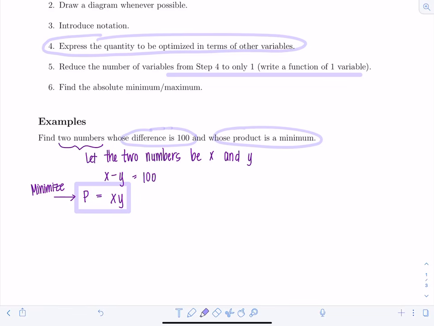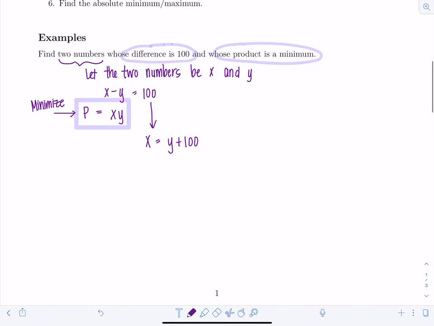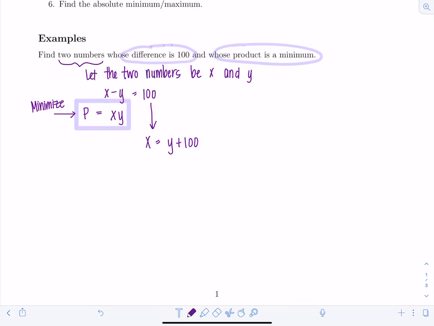So at this point, it's up to us. We can either solve for x or solve for y. The way we've set things up, it's pretty easy to solve for x, right? So we have x equals y plus 100. And so now I'm going to substitute that in for x into the equation.